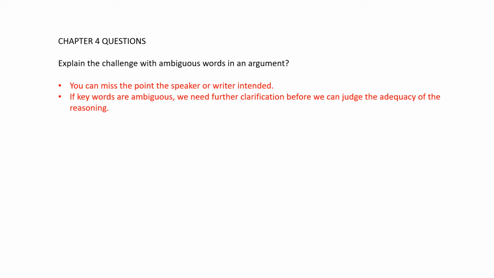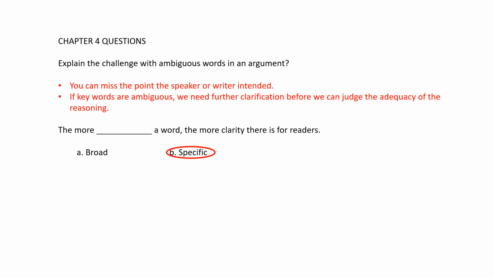So those are some of the challenges with ambiguous words in an argument. One of my questions I also asked you was, the more blank a word, the more clarity there is for readers. And the correct answer is, of course, the more specific a word, the more clarity there is for readers. So if writers can define words, can explain what they mean, then for you as a critical thinker, you know what the writer is trying to say.